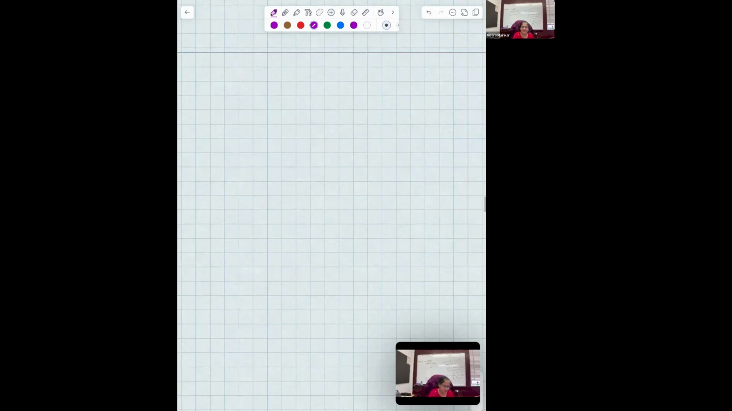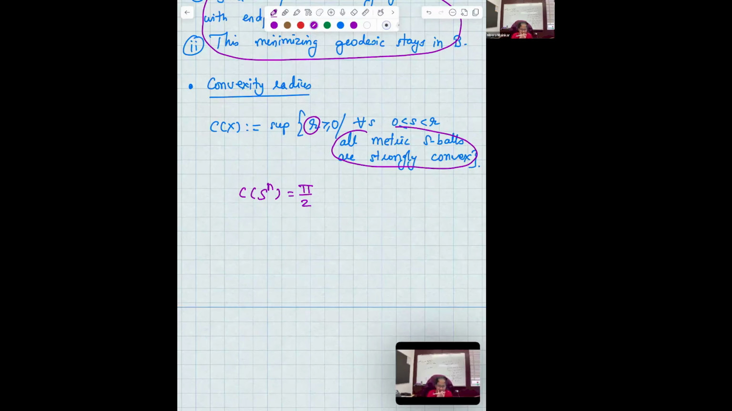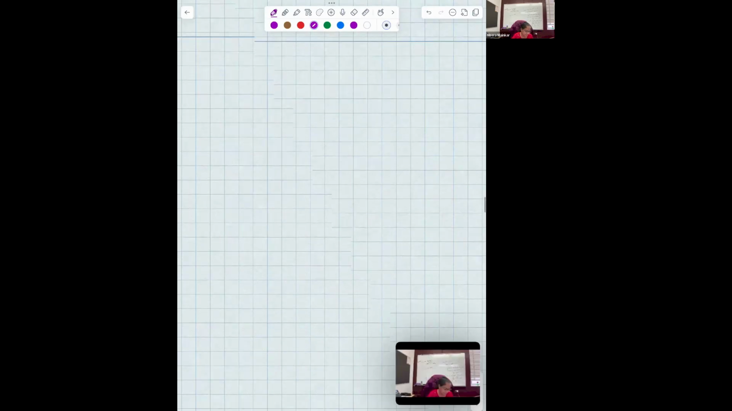I have a question. Is it always less than the injectivity radius? Yes, there is some connection to that. So the convexity radius is less than or equal to the injectivity radius. Yes.